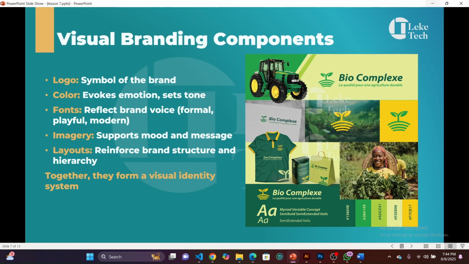So what are some visual branding components? You have the logo, which is the symbol of the brand. The logo is the first thing people recognize about your brand, because the logo is you. You have color. Color evokes emotion and sets the tone. Like I spoke of designing with purpose, your color should match the purpose of the brand.